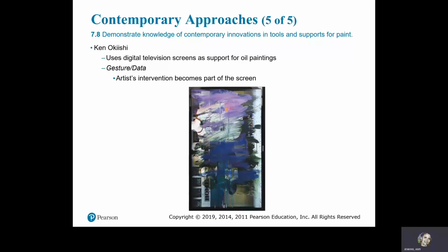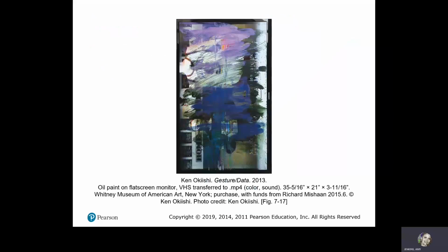Kina Kishi uses digital television screens as support for oil paintings. This one is Gesture Data. The artist's intervention becomes part of the screen. Oil paint on a flat screen monitor.